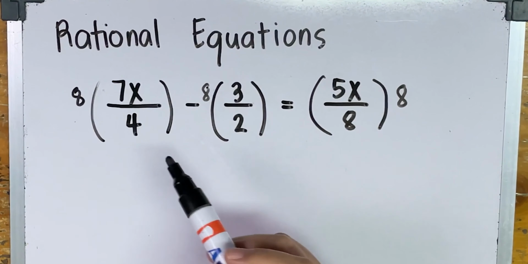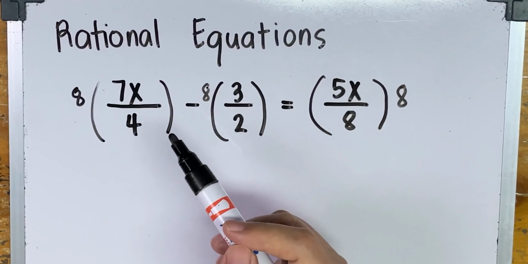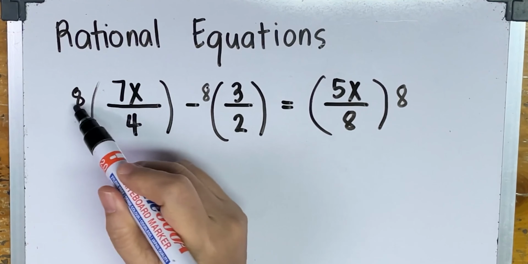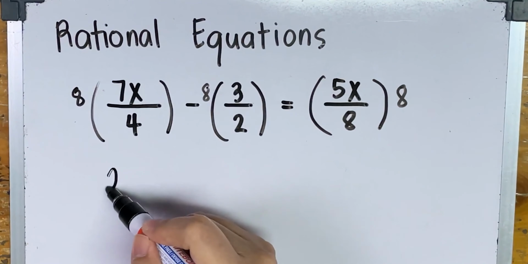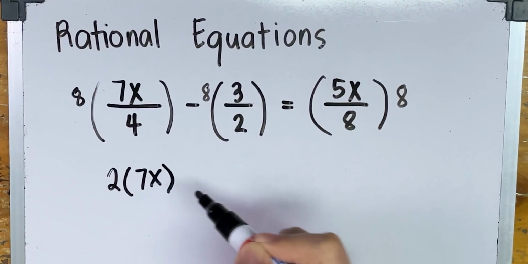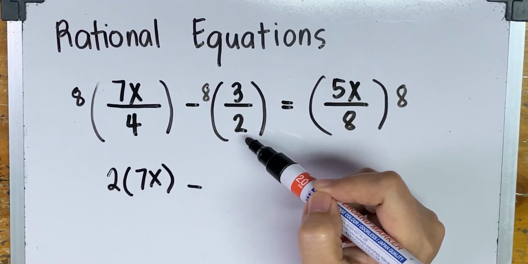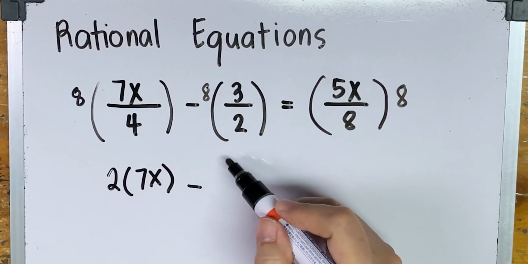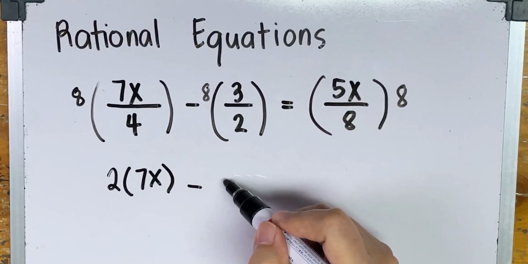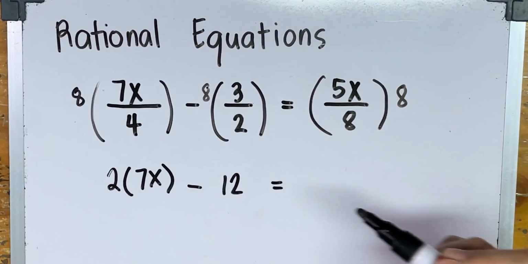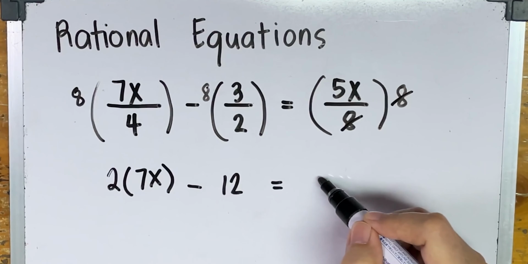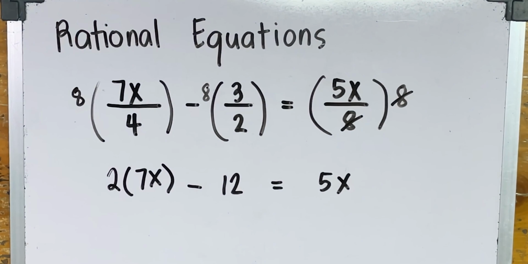Upon multiplying each term by the LCD, for the first term, we divide 8 by 4. So we have 2 multiplied by 7x, minus, if we multiply 8 times 3 and divide it by 2, we have 24 divided by 2, that's 12, equal to, 8 and 8 cancel out, leaving us with just 5x. So you notice we eliminated all the denominators, so we can simply solve and simplify.